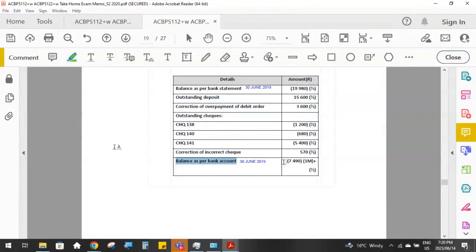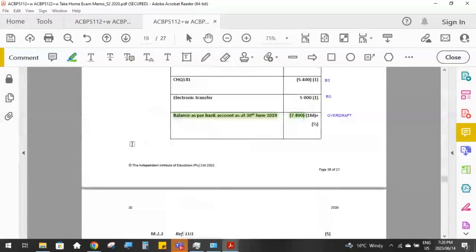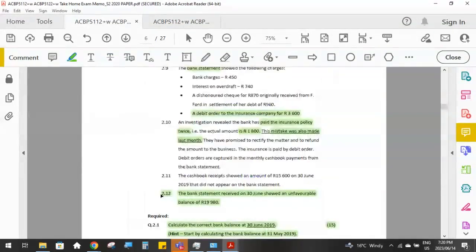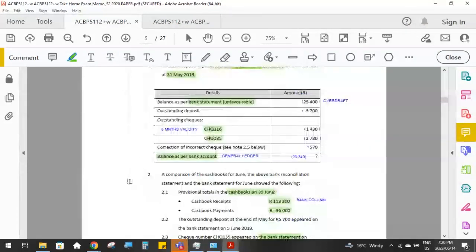So this is what we say, bank balance 7490, which we have just calculated here, and the balance as per the bank statement, which was what they told us in the question. So where the bank says we've got minus 19,980 and we say we've got minus 7490, what are all the errors and omissions on the bank's part that are causing those differences? So this is what we've got to go and have a look at. So I'm not going to go through all the information.